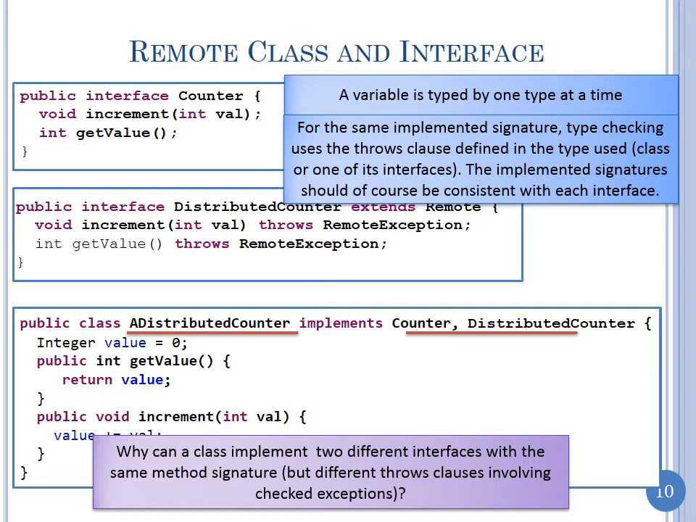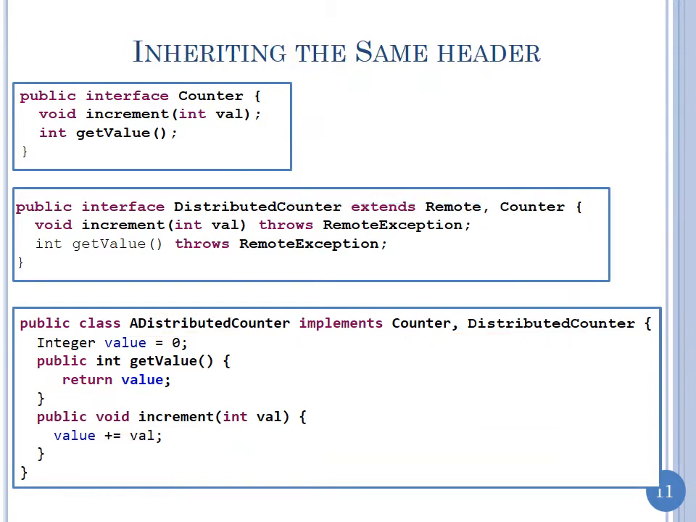Okay, so indeed the class satisfies the constraints of both interfaces, and it can implement them both together, even though they're inconsistent with each other, because each interface is used separately. Okay, and now I come up with the next question.